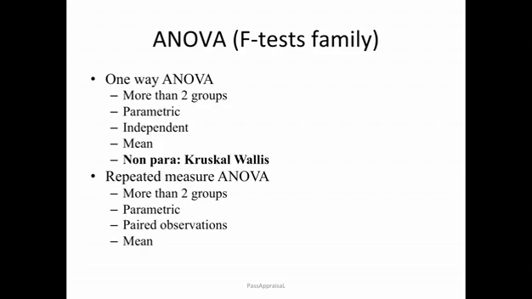Then comes repeated measures ANOVA. This is used when there are greater than two groups, when parametric assumptions are satisfied, and when the observations are paired. This is why it's called repeated measure. And when the mean value, that is a central tendency, is compared. The non-parametric equivalent of repeated measure ANOVA is Friedman test.